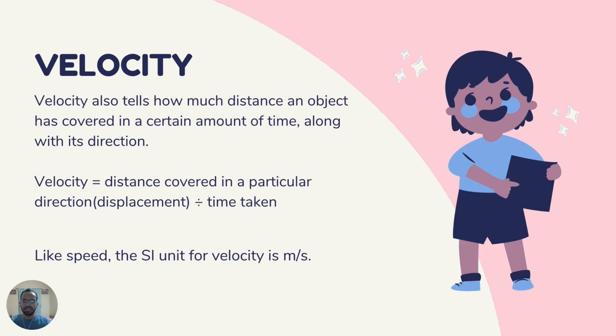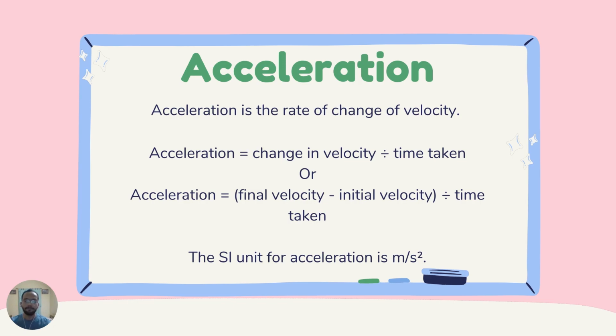If the displacement is zero, the velocity will be zero. If the velocity is zero, then it says that you haven't made any displacement. But is your speed zero? No. So in other words, we can say speed with direction is called velocity. Like speed, the SI unit for velocity is meter per second.